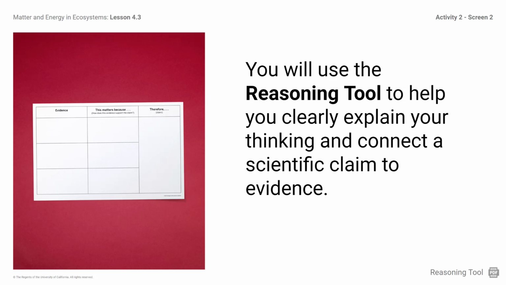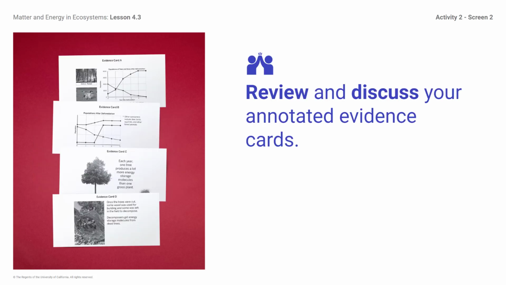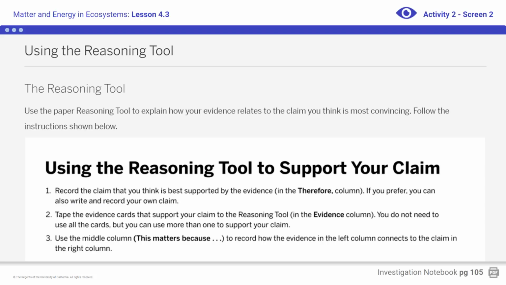You will use the reasoning tool to help you clearly explain your thinking and connect a scientific claim to evidence. You used a digital version of the reasoning tool in Chapter 1 of this unit. Today, you'll be using a paper version of this tool. Review and discuss your annotated evidence cards. You're getting ready to choose a claim and should be thinking about which pieces of evidence you will use to argue for that claim.